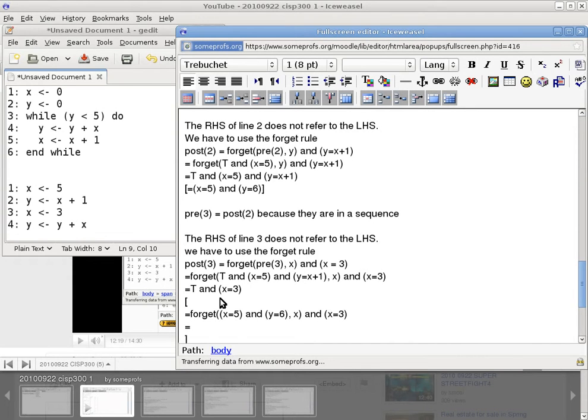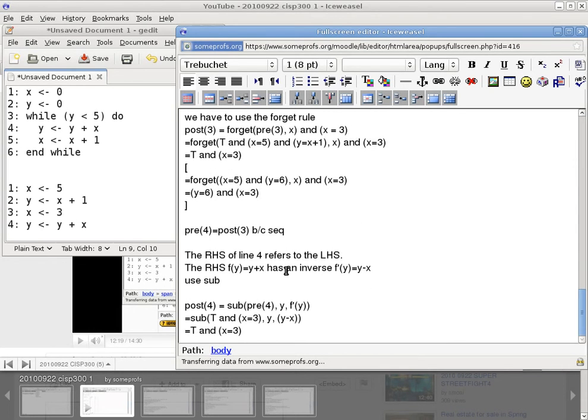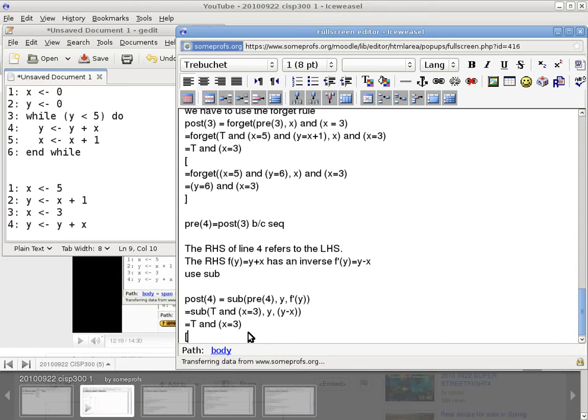So the end result of this forget operation is we have one component to forget: that x equals 5. But we get to keep the fact that y equals 6 from the precondition. So the end result of the entire derivation, at least at this point, is y equals 6 and x equals 3. Now, if I take this as my post 3 and apply it as my pre 4, the derivation of my post 4 will be different.